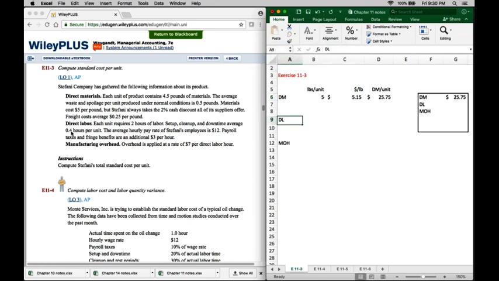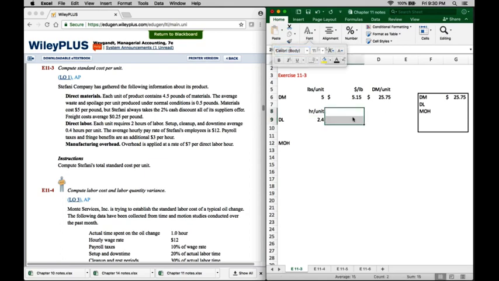Now let's look at labor. For labor, each unit requires 2 hours of labor. Setup, cleanup, and downtime average 0.4 hours per unit. So in this case, we are looking at how many hours per unit. We came up with 2.4: 2 for the actual work plus another 0.4 gives us 2.4. The average hourly rate is $12. Payroll tax and fringe benefits is an additional $3 per hour.